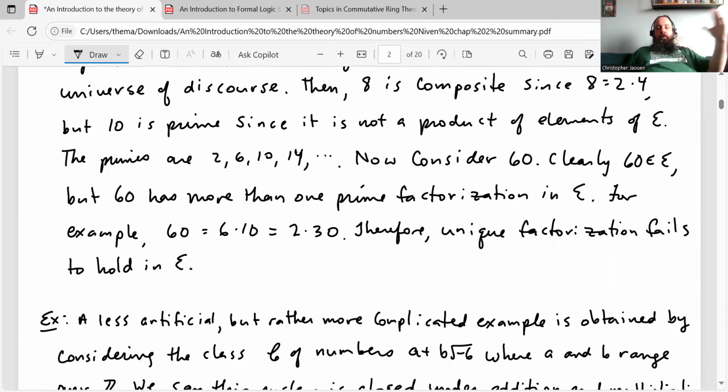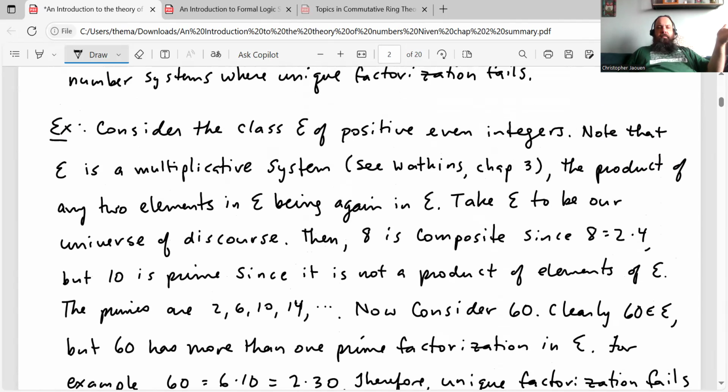Notice that 6 and 10 are prime in the multiplicative system epsilon, but notice that 60 is also 2 times 30. And again, 2 and 30 are prime in the system. Therefore, unique factorization fails to hold in epsilon. So that's a kind of simple example to look at where factorization is not unique.